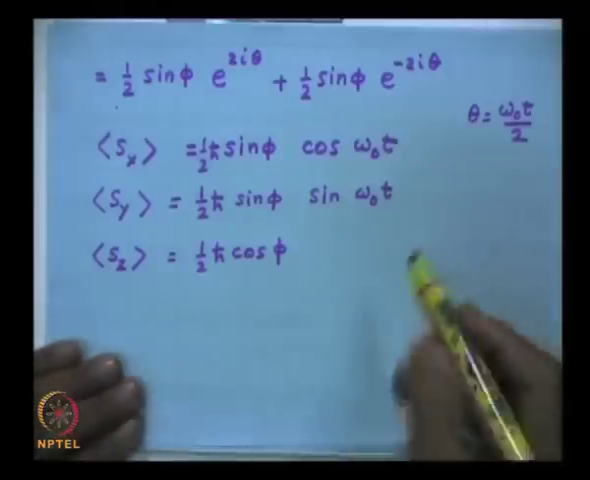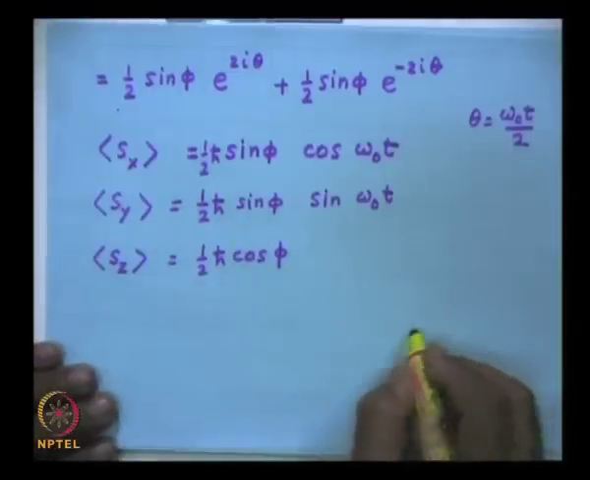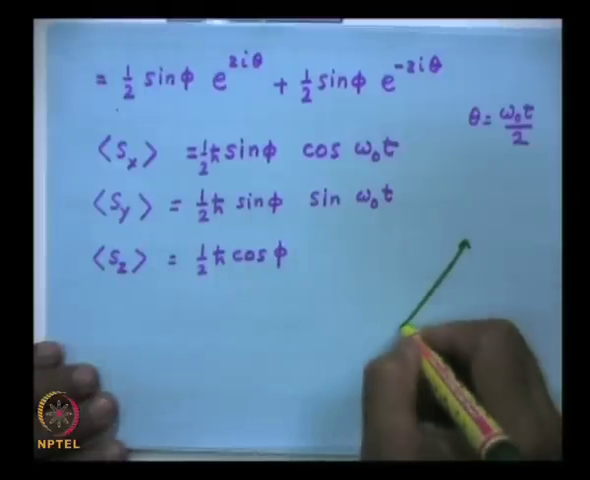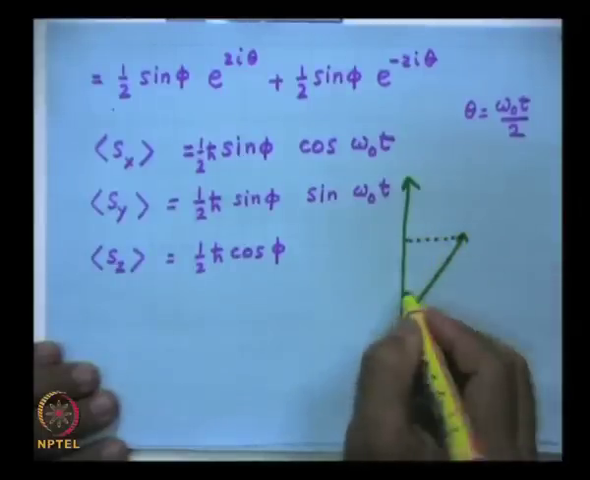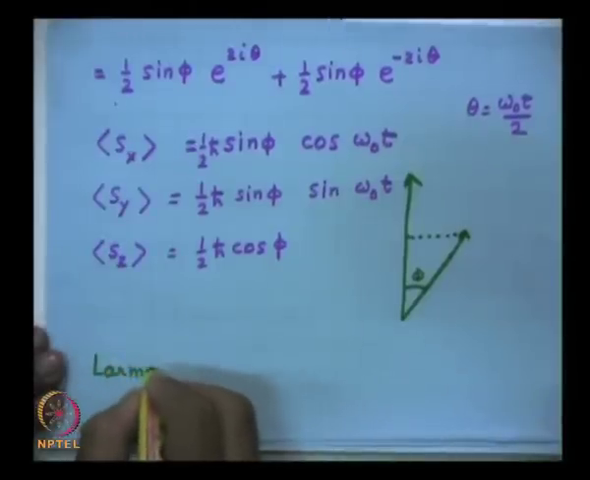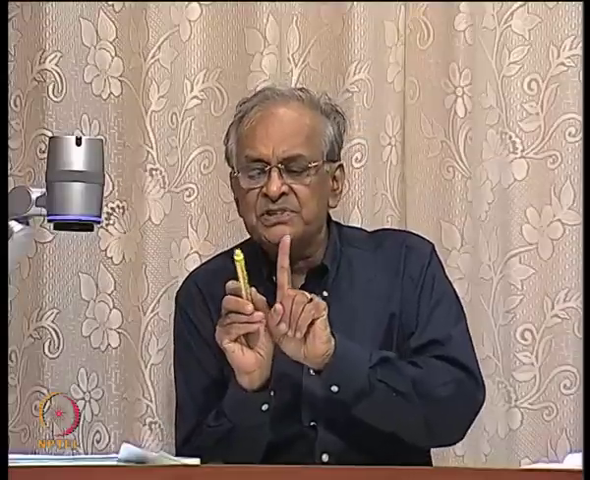This gives us a classical model for the time variation of the angular momentum vector. If I denote this by the angular momentum vector and this as my z axis, then the z component is constant. So, if this angle is phi and this vector precesses about the magnetic field, precesses about the z axis, then this precession is known as the Larmor precession. You can see that as it precesses about the z axis, its z component remains constant.